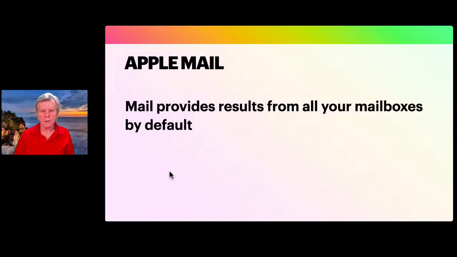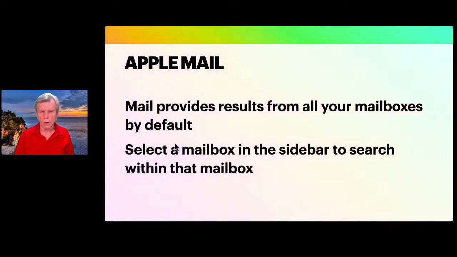So in the last several versions of the Mac operating system and iOS, they have improved the searching capabilities in your various Mac operating systems. So by default, when you do a search, it will search all your mailboxes. So one way to narrow your search is to select the mailbox in the sidebar where you think that message you're looking for is located.